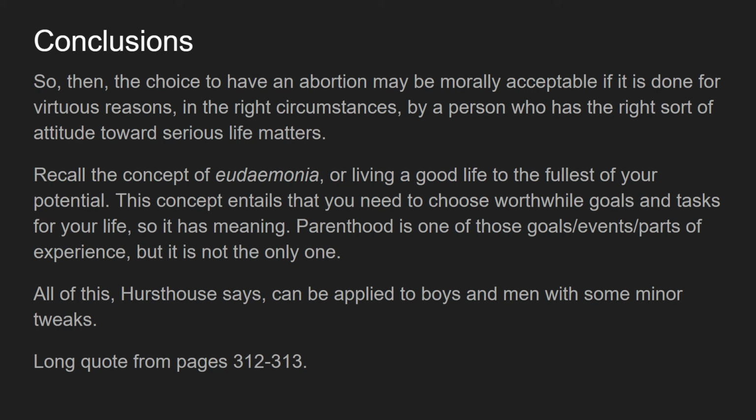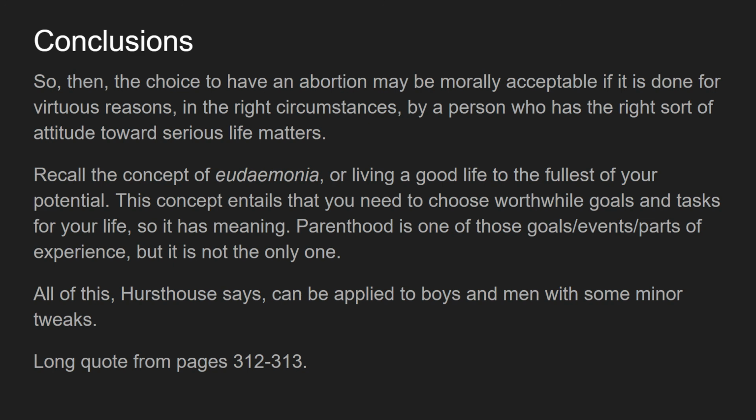Okay, so she doesn't give any firm yes-no answers, but she does say that instead of looking at rights, instead of looking at killing and suffering and the right to your own body, we should be looking at the real facts of life, and saying that if you strive to make your choices virtuous, sometimes abortion will be morally acceptable, and sometimes it will not be. And she says, of course, her article has been directed toward women who can get pregnant, but every single one of her arguments she thinks can be applied to boys and men with some minor tweaks, because of course they have a stake in whether or not abortion is morally acceptable.